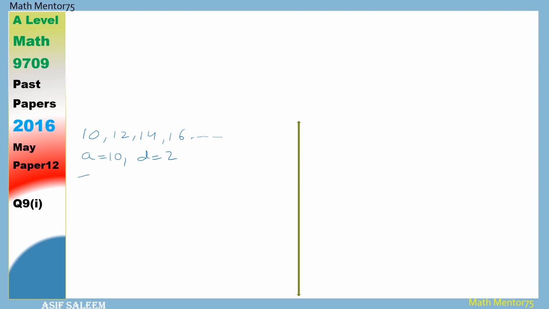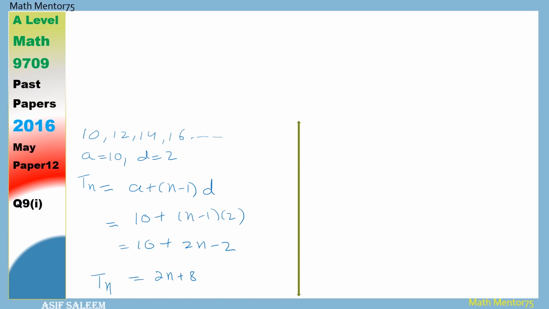So let's derive the formula in the first place. We know the formula for the arithmetic progression, a plus (n minus 1)d. Let's substitute the values. So we have 10 plus (n minus 1) times 2. After simplification, we have 2n minus 2. So we have finally 2n plus 8. This is the formula for the arithmetic progression.